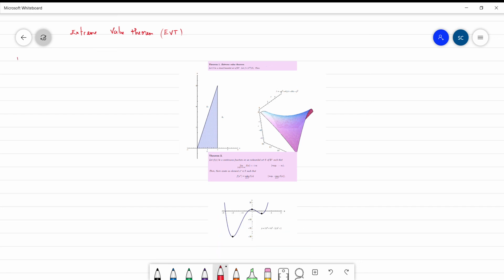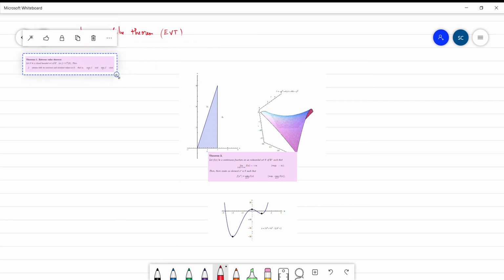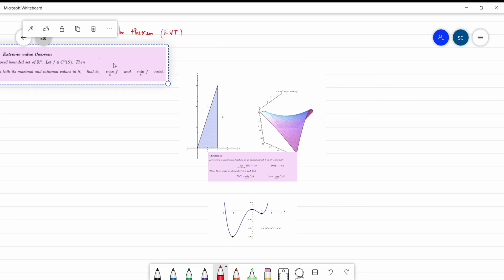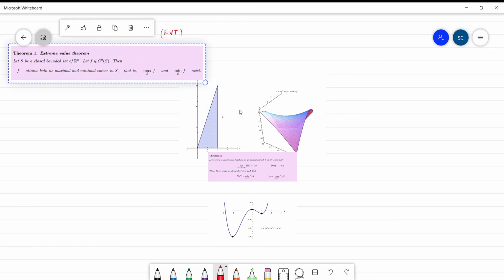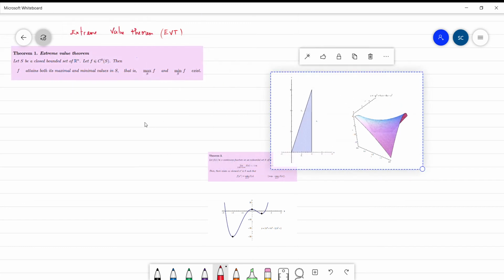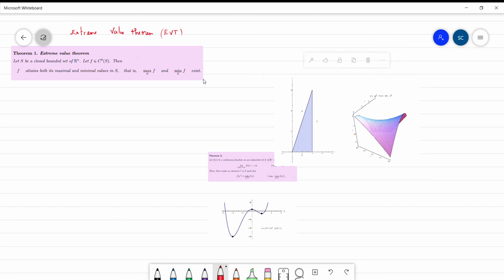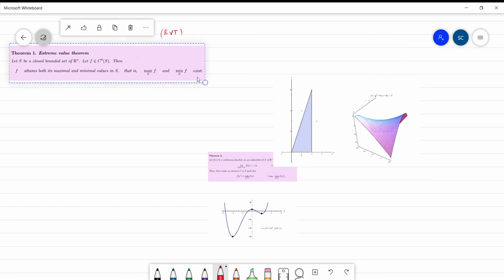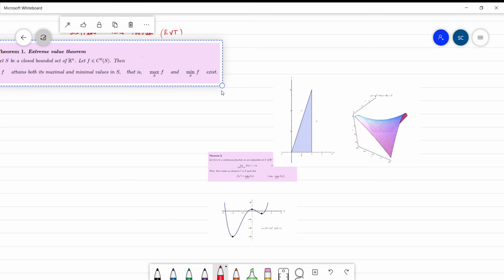So the theorem says, if you have f continuous, or yes, we have it here. I don't need to write it. So the main theorem is this one. Let's move it here and make it bigger, so that you can see it better.